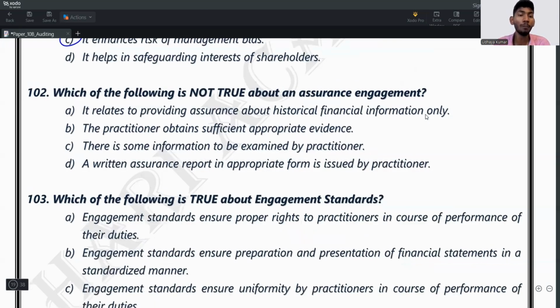So moving to question number 102, which of the following is not true about an assurance engagement? He is asking for the one that is not true. Option A, it relates to providing assurance about historical financial information only. Option B, the practitioner obtains sufficient appropriate evidence. So it's true, as there is some information to be examined by the practitioner. It is also true that a written assurance report in appropriate form is issued by a practitioner. So the statement which is not true about an assurance engagement is that it relates to providing assurance about historical financial information only. So the right option is option A.